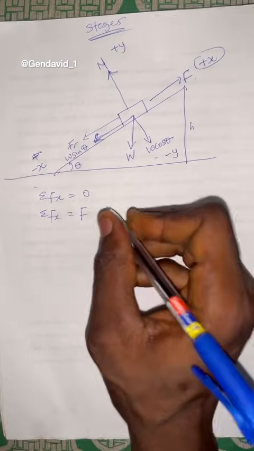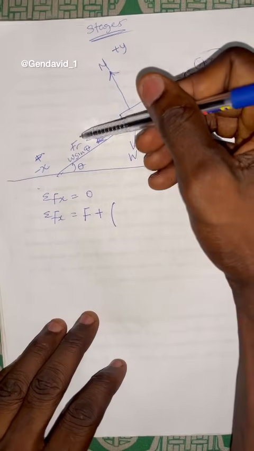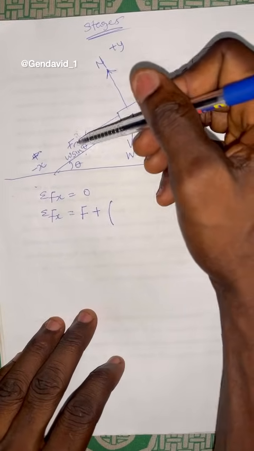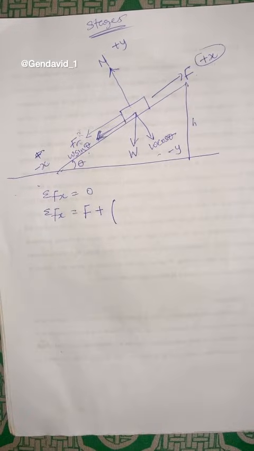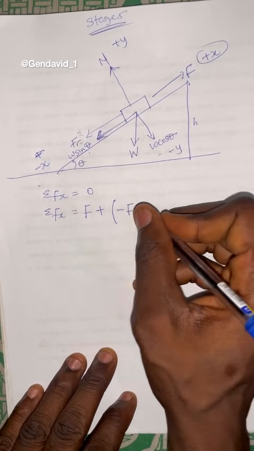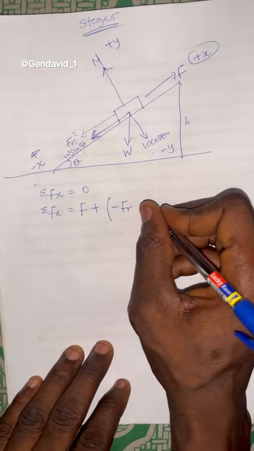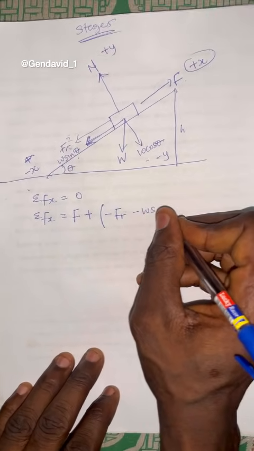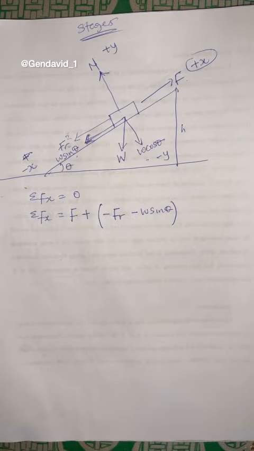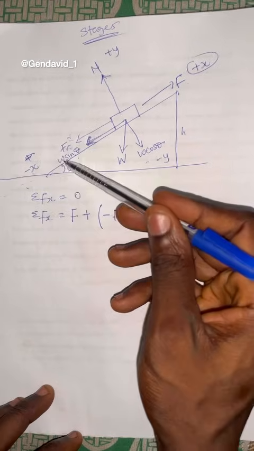So we have F plus, in the bracket, both FR and W sin theta, they are working towards negative. So they will take their negative individually, in which we have minus FR, and you still have minus W sin theta. So you have it like this. Everything equals 0, because both of them are working towards negative. So we have negative FR and negative W sin theta.